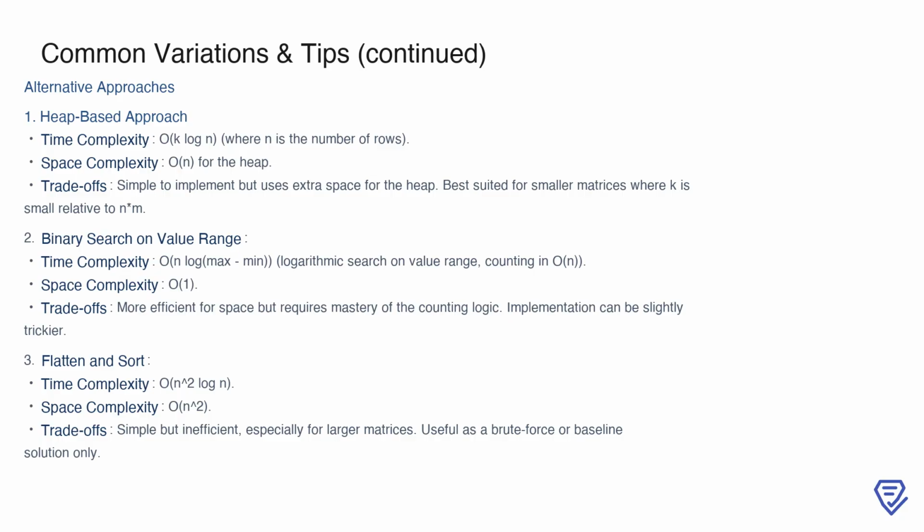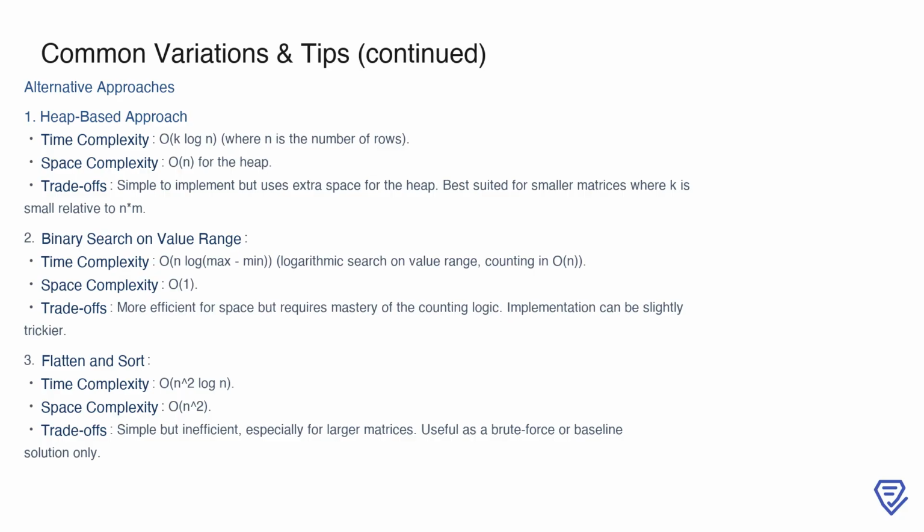Finally, let's discuss some alternative approaches and their trade-offs. The heap-based approach is a popular choice, with a time complexity of O(k log n), and a space complexity of O(n) for the heap. It's simple to implement and works well for smaller matrices, especially when k is relatively small compared to the total number of elements. However, it does require extra space, which might not be ideal for larger inputs.